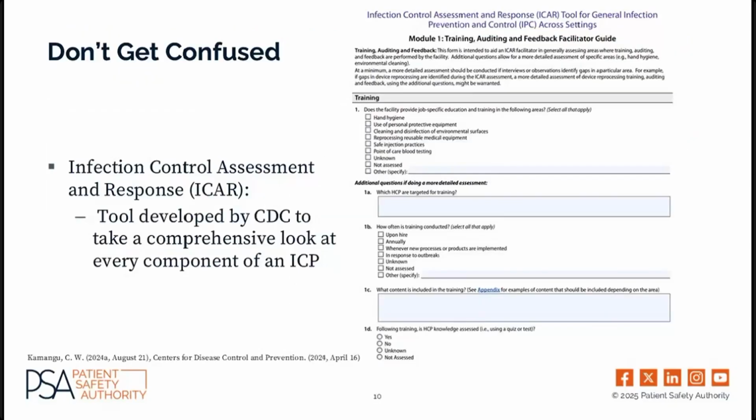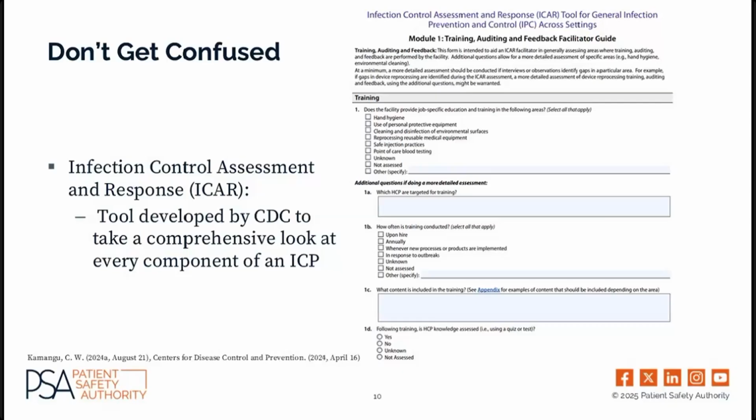So before we move any further, I want to make sure that the infection control and prevention risk assessment that we're talking about today is not confused with any other similarly named infection prevention tools. So the first one that comes to mind would be an infection control assessment and response, or an ICAR tool. This is a tool that was developed by the CDC that systematically assesses a healthcare facility's infection prevention and control practices. It involves a lot of different modules that a facility can choose from depending on how much time they're spending or specific concerns that you may have.